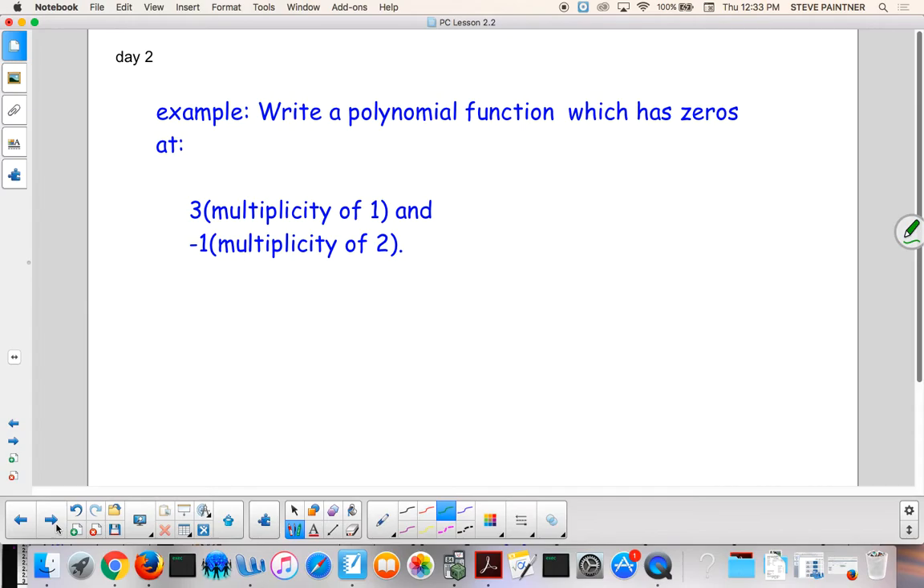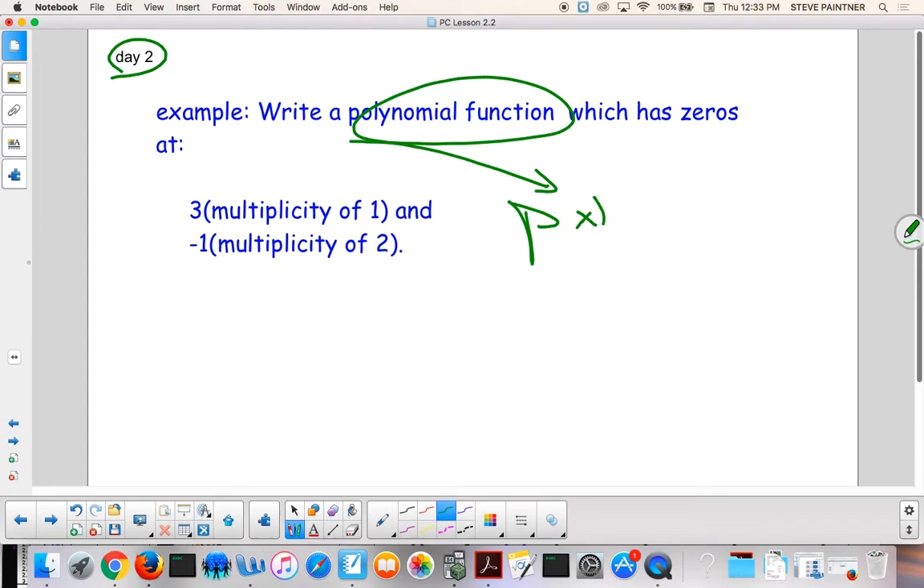Okay, this is actually day 2. Okay, so let's go. Here's an example. Please write a polynomial function. So write yourself a polynomial function, p of x equals, which has zeros at -3 and -1, but has a multiplicity of 1 here and a multiplicity of 2 there. Go. This doesn't take long. Just see what you get.